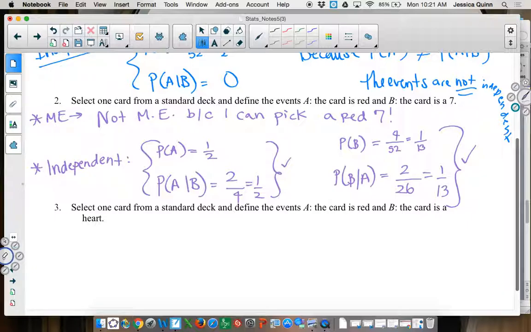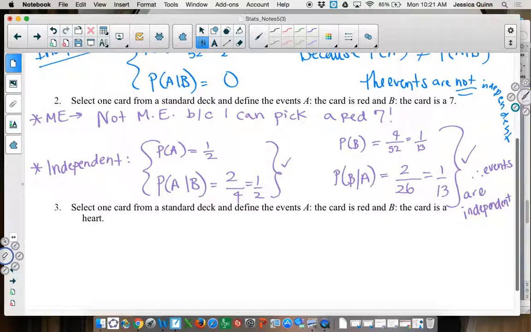So since the probability of A is equal to the probability of A given B, and the probability of B is the same thing as the probability of B given A, then they are independent. Okay? So you just have to do it both ways. If one of them is yes, then you have to do the other one. If they ask you whether or not events are independent, this is what you would do. You wouldn't try to write this in words, just do this.